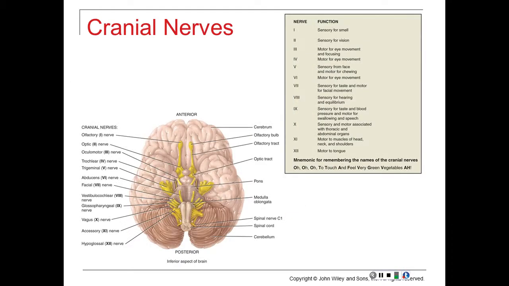This chart, or this diagram I should say, shows you where all of the cranial nerves arise from. Again, your lab instructor will let you know if you need to be able to identify these specific cranial nerves on a brain model. This chart over here goes through the specific functions of the cranial nerves and what they do.